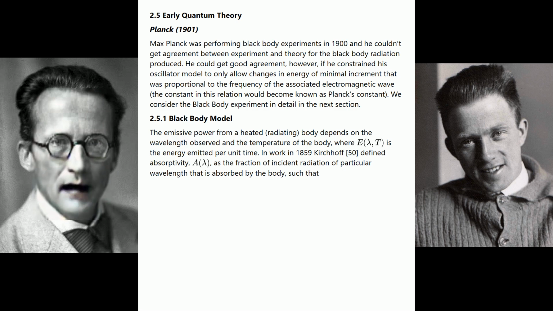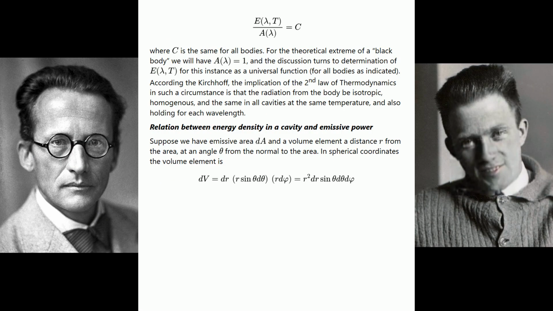2.5.1 Black-body model. The emissive power from a heated, radiating body depends on the wavelength observed and the temperature of the body, where E of lambda, T, is the energy emitted per unit time. In work in 1859, Kirchhoff defined absorptivity, A of lambda, as the fraction of incident radiation of particular wavelength that is absorbed by the body, such that, see the equation, where C is the same for all bodies. For the theoretical extreme of a black body, we will have A of lambda equals 1, and the discussion turns to determination of E of lambda, T, for this instance as a universal function, for all bodies as indicated.